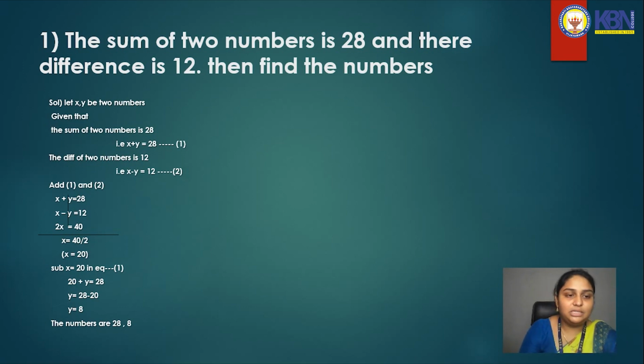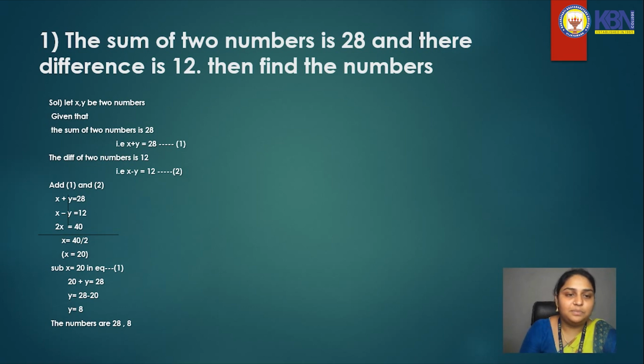The first equation is x plus y is equal to 28. The second equation is x minus y equal to 12. Now we just have to add those two equations, which results x plus y equal to 28, plus x minus y is equal to 12. Then y gets cancelled, then we get 2x is equal to 40. By solving that, x is equal to 40 by 2, that is x is equal to 20. Here we get the first value x is equal to 20.